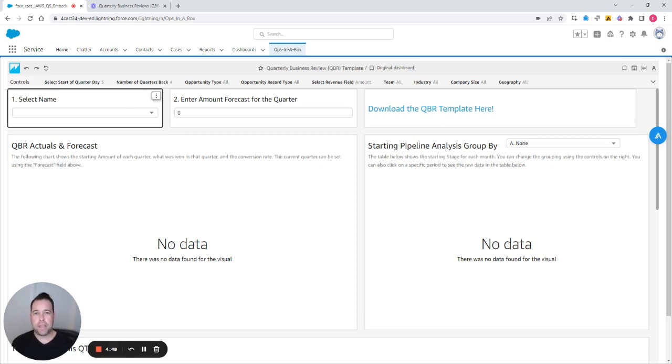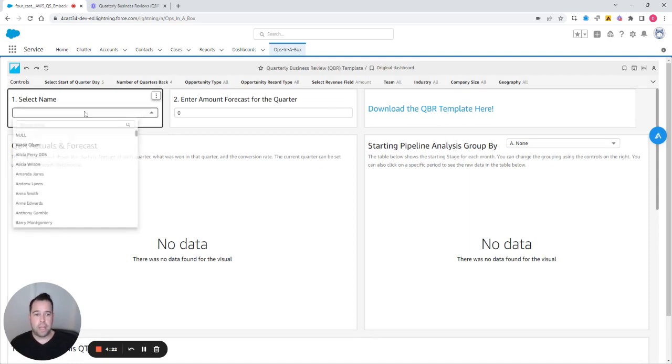Now, one of the biggest complaints about QBRs from reps is that they spend way too much time collecting and preparing data and way too little time strategizing on how to achieve their quarter. With this application we've designed, we've really tried to provide the rep with all the data that they need so that they can spend 100% of their time building strategy. So let's take a closer look at how this works.